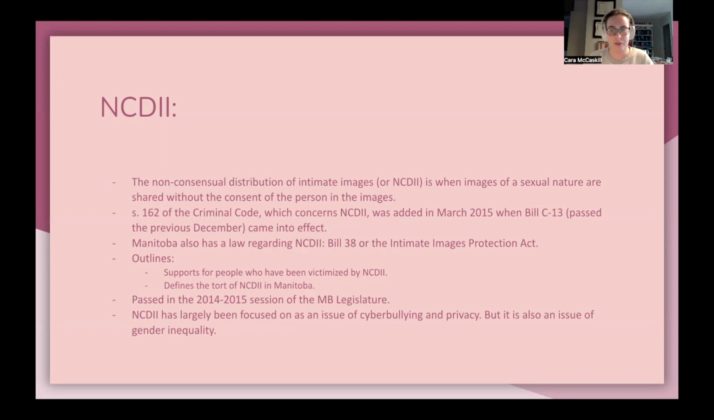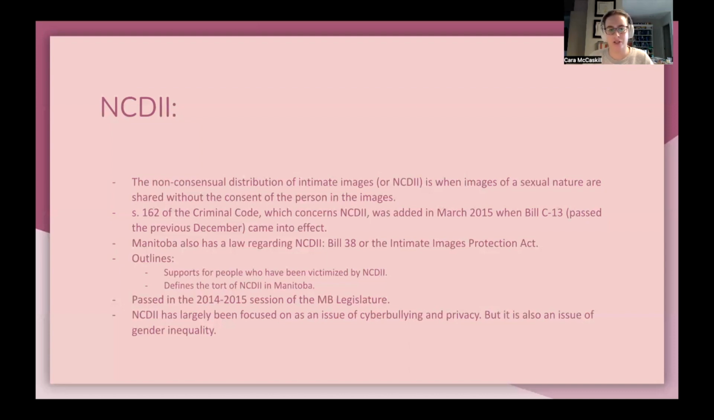Non-consensual distribution of intimate images is something that we actually talked about in greater detail in our previous webinar. So if you want to watch that, just go back in our videos and feel free to give that one a watch. Or if you've watched it already, this will just be a little refresher for you. So the non-consensual distribution of intimate images, or NCDII for short, is when images of a sexual nature are shared without the consent of the person in the images. It's a crime in the Criminal Code of Canada. It was added in March of 2015 when Bill C-13 passed, came into effect.